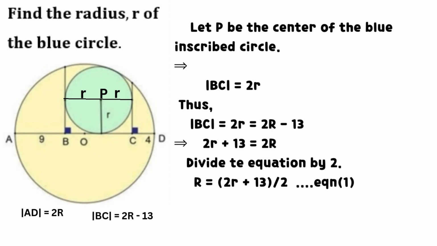Divide the equation by 2. We have that the radius of the yellow larger circle, r, equals half the sum of 2 times small r and 13. We call it equation 1.